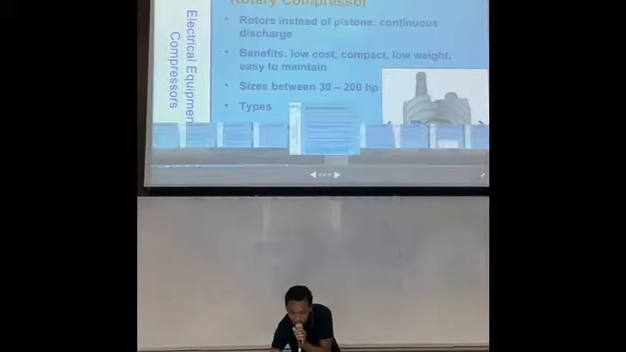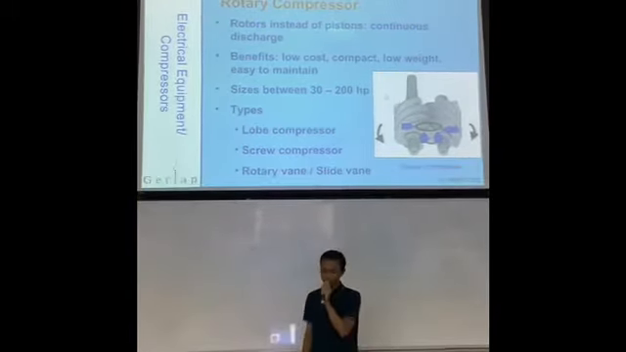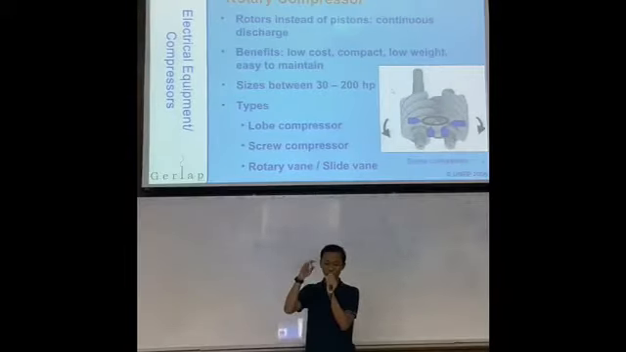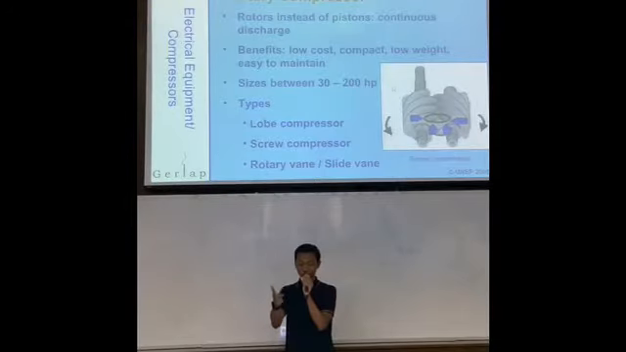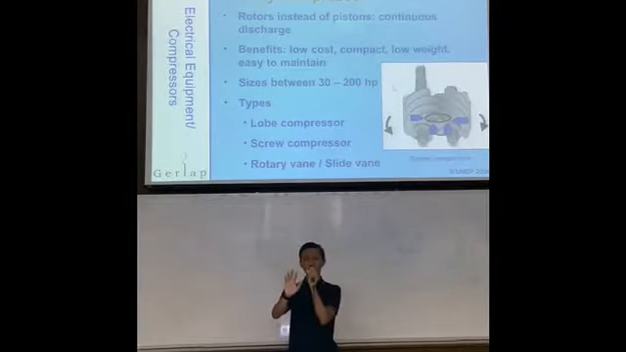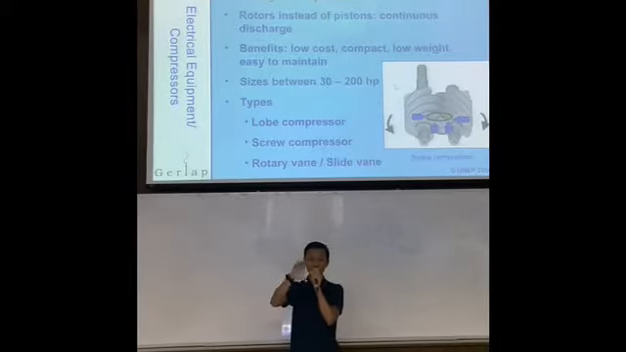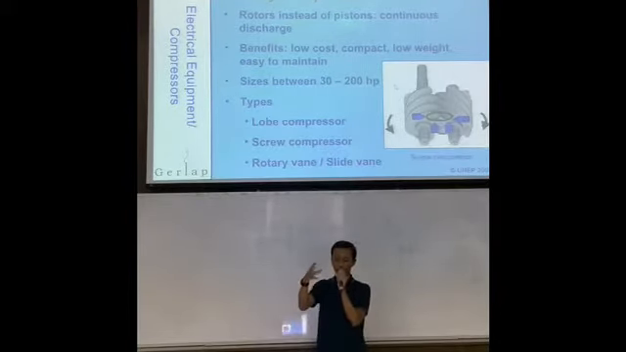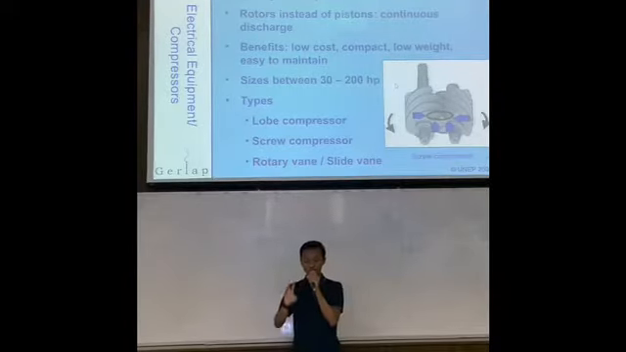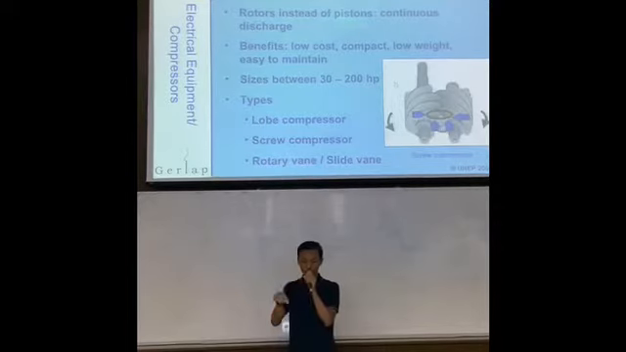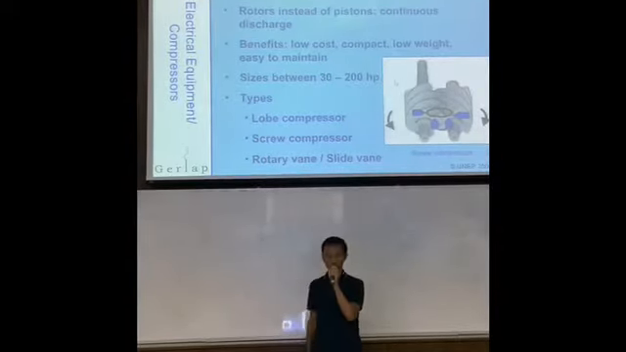Okay, the next type is the rotary compressor. We go for the benefits first. It is low cost to get, compact and low weight, which makes it easy to maintain while the compressor is working. The size is only between 30 and 200 HP. The types used are the lobe compressor, screw compressor and rotary vane. Okay, that's all from me.